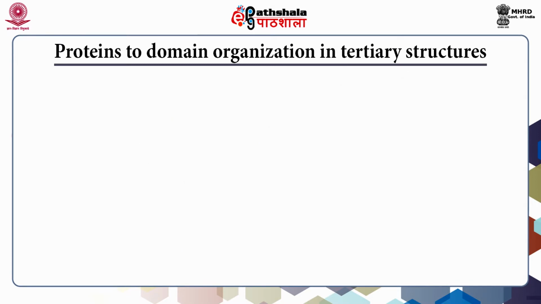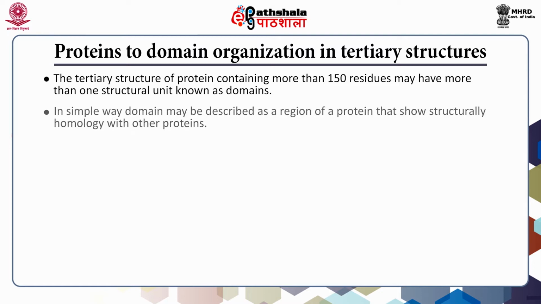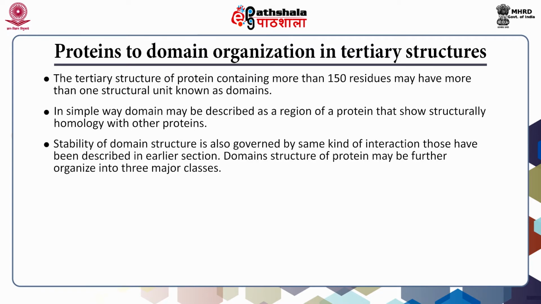Protein domain organization in tertiary structures. The tertiary structure of a protein containing more than 150 residues may have more than one structural unit, known as domains. In a simple way, a domain may be described as a region of a protein that shows structural homology with other proteins. Stability of domain structure is also governed by the same kind of interactions which have been described in earlier sections.